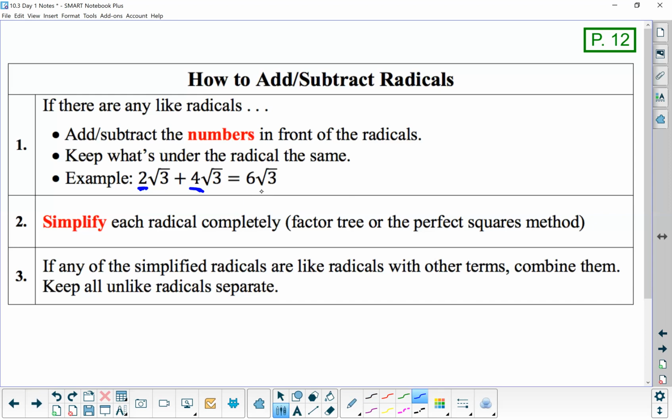Step 2, simplify the radical completely by either using a factor tree or the perfect square method. And then step 3, if any of the simplified radicals are like radicals with other terms, combine them. Keep all unlike radicals separate. So in our example from step 1, we cannot simplify the radical, so 6 root 3 would be our final answer.